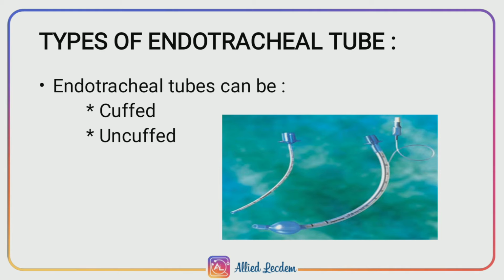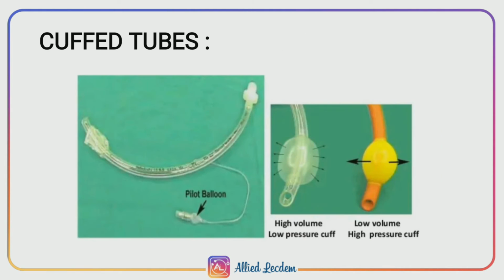Types of endotracheal tube. Endotracheal tubes can be cuffed or uncuffed. In the picture, you can see a balloon-like structure at the end of the tube, which is the patient end. So one tube has a cuff and the next tube doesn't have a cuff. In this picture, you can see cuffed tubes. When the pilot balloon is inflated with a syringe full of air, the cuff at the patient end also gets inflated, providing a tight seal, hence aspiration is not so possible.